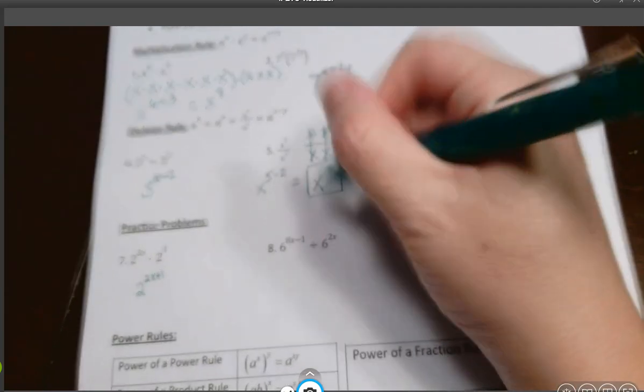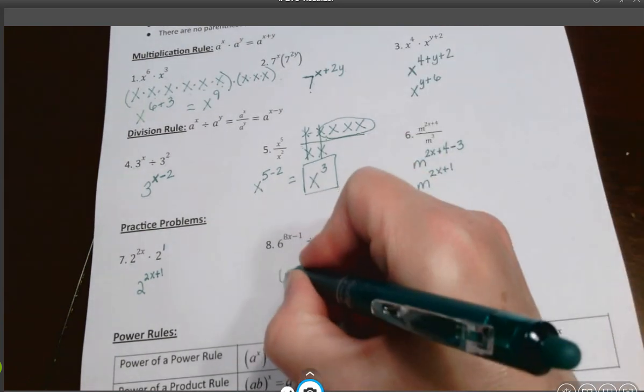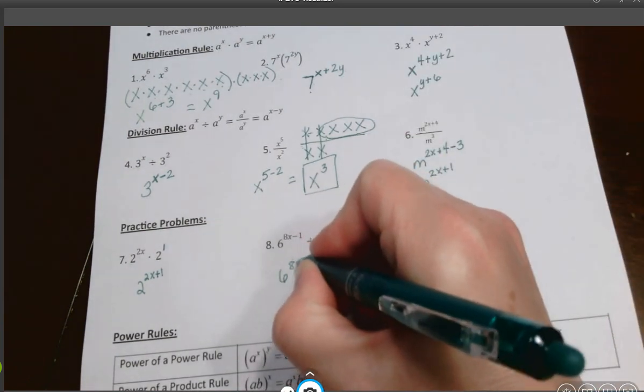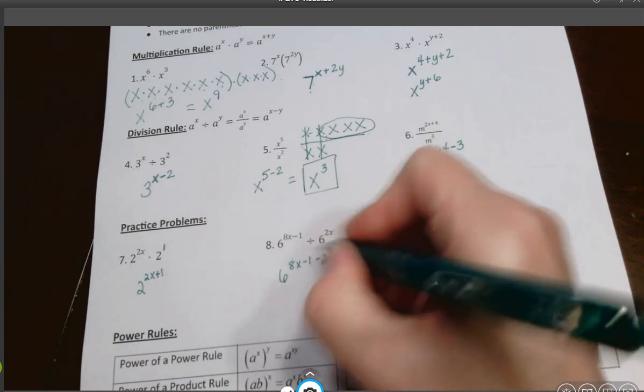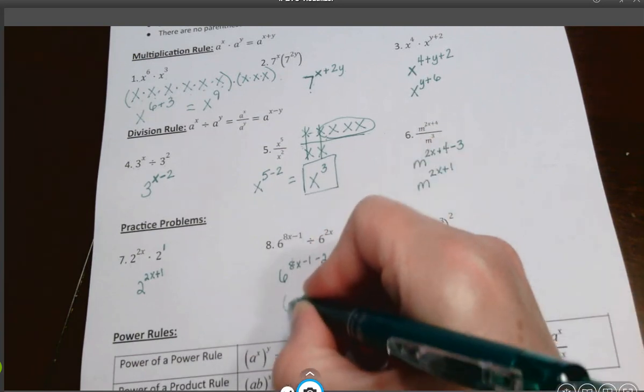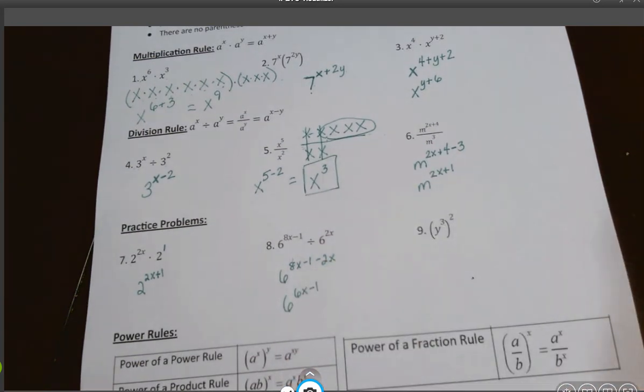This is a division, so I'll use my division rule and I'll subtract the exponents. 6 to the 8x minus 1, and then minus 2x. Combine my like terms, 6 to the 6x minus 1.